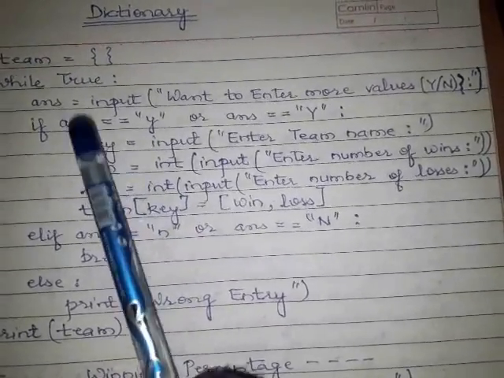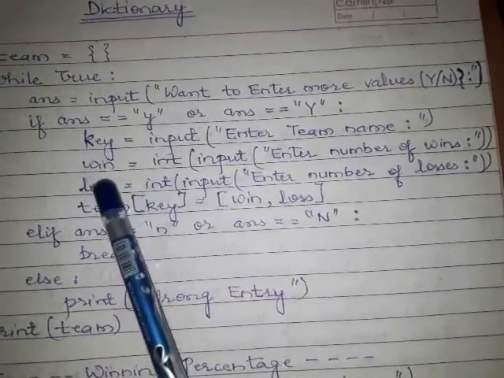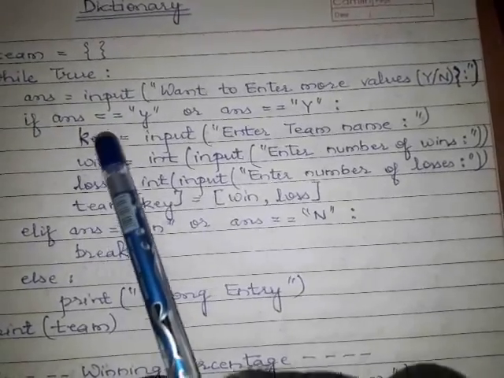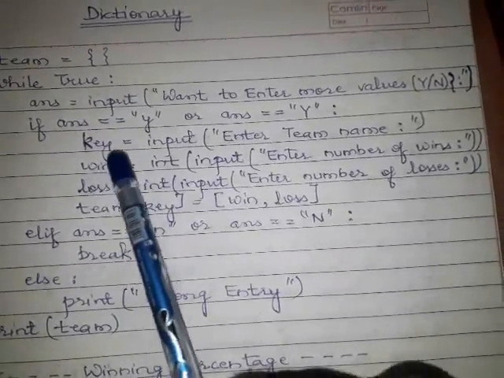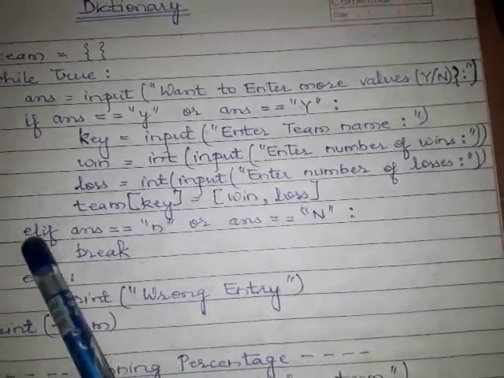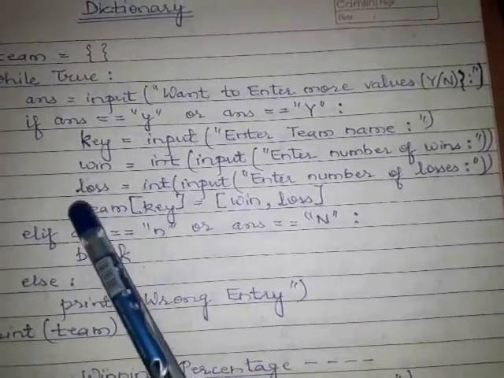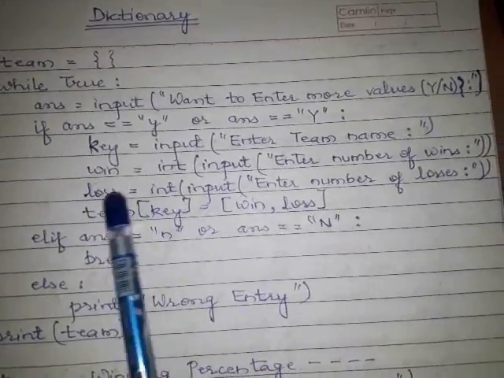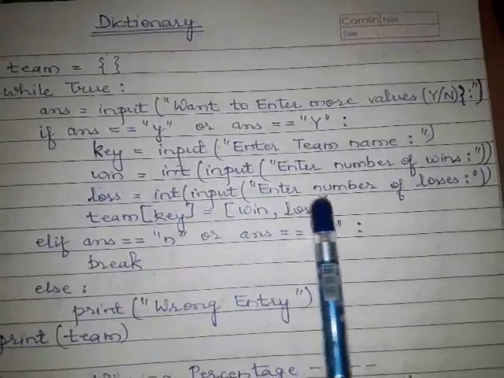So here are the three variables we are using. This is the key for the dictionary, and this is the win and the loss value, which we will store in the form of a list in the dictionary. How will we store these values in the dictionary? This is the best way we have used earlier.